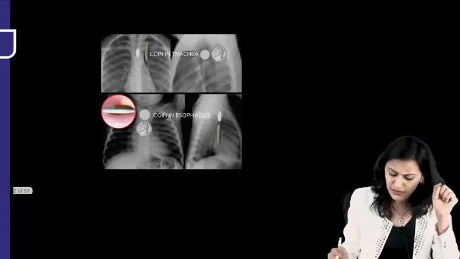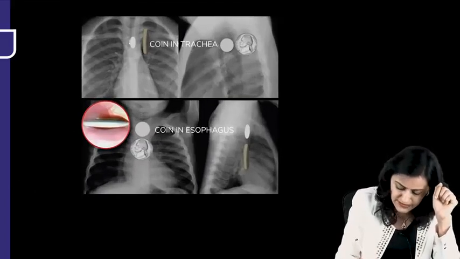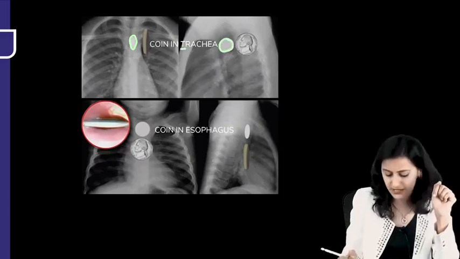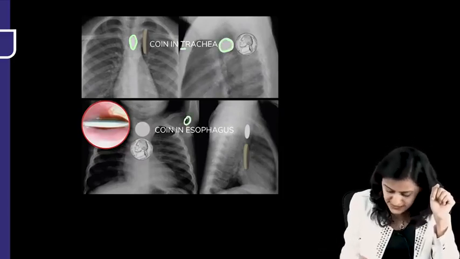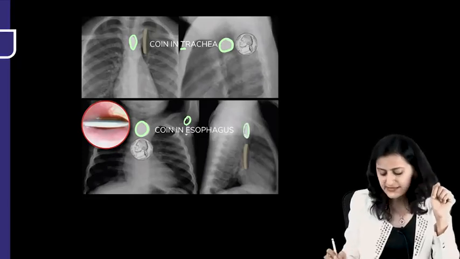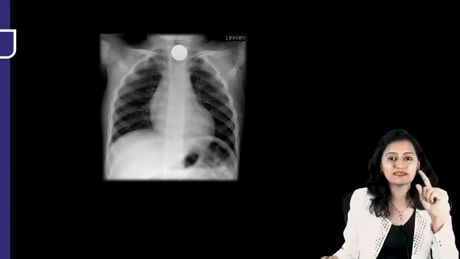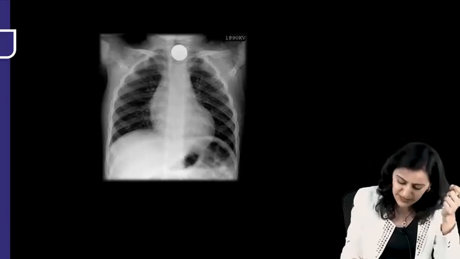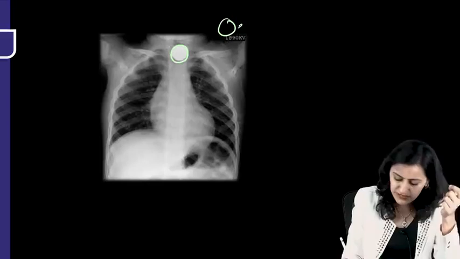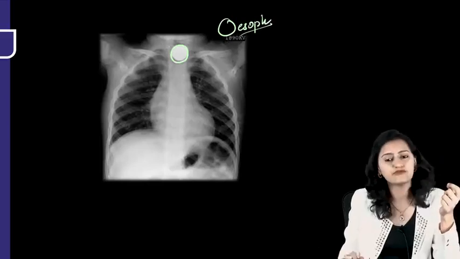So let's have a look at this one. If in the AP view it is slit-like and the lateral view is circular, this is trachea. Esophagus is a circle on the AP view and slit-like on the lateral view. Now going to the next one, tell me what you think. Is this an esophageal or tracheal coin? Because it is a circle on the AP view, this is a coin in the esophagus.